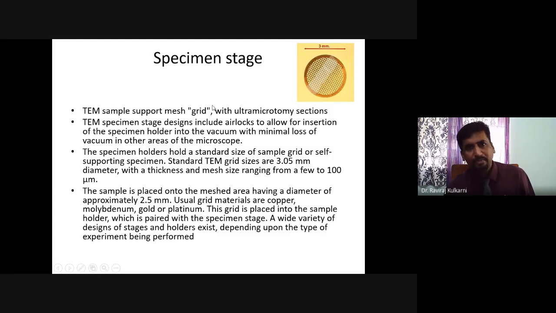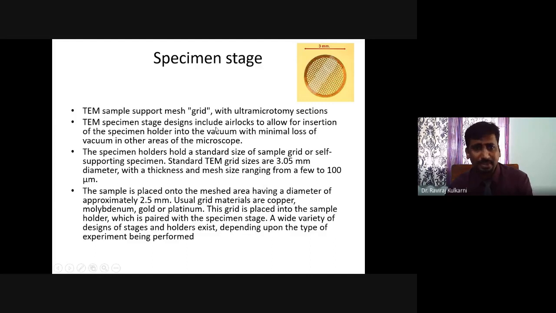Specimen stage, where you keep the TEM sample, supported on a metal grid. It is usually made of gold, copper, platinum, or molybdenum. The usual diameter is around 3 millimeters, approximately 2.5 to 3 millimeters, where you keep the sample. We call it the specimen stage. On this we keep the sample, and the thickness of this mesh is around 100 micrometers.